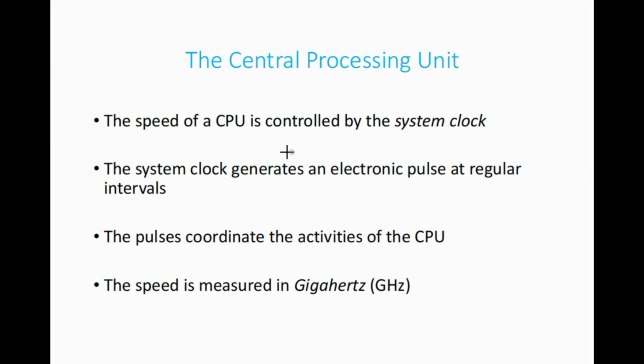So the speed of the CPU is controlled by the system clock. The system clock basically tells you how fast the CPU is. The system clock generates an electronic pulse at regular intervals. The pulses coordinate the activities of a CPU. The speed is measured in gigahertz. I'm sure we saw that on the specs. It was like 2.4 gigahertz. So that basically tells us how fast our CPU is, and I believe we understand what it means from our physics, so we can connect that.